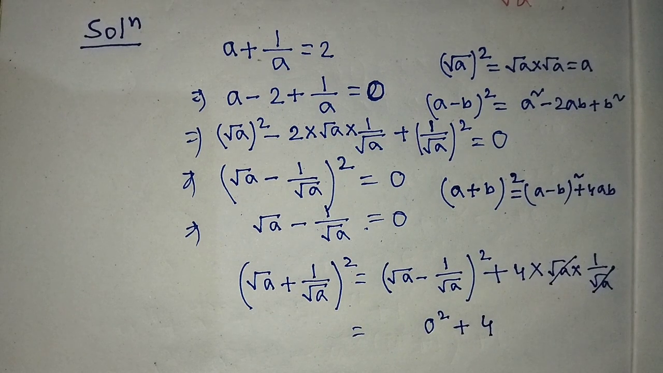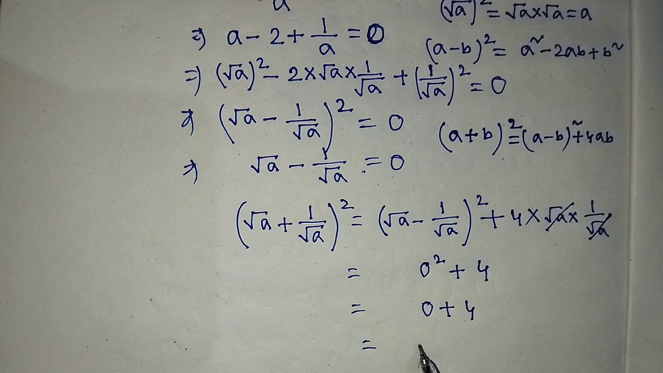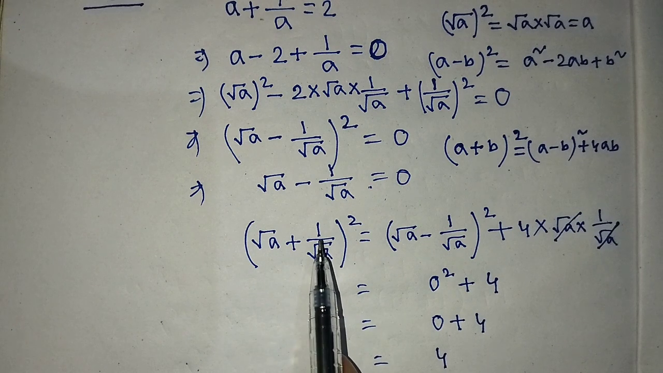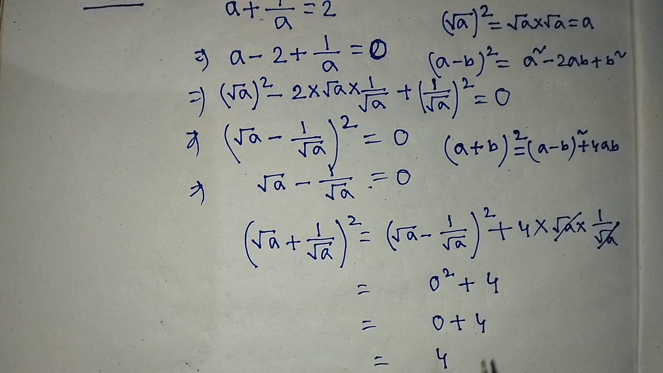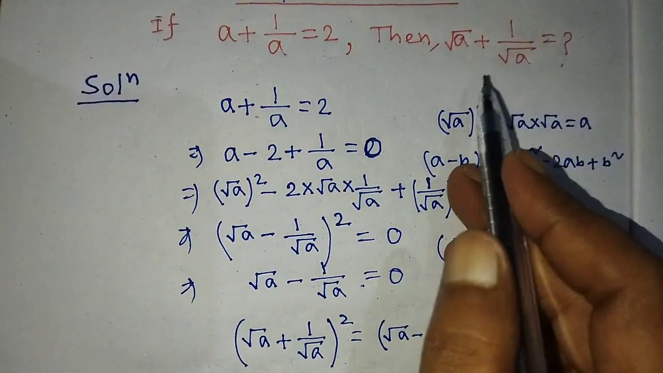Okay student, so 0 square, that means 0. Okay, 0 plus 4 we have to write here. 0 plus 4 will be 4. Okay student, so the value of root a plus 1 over root a whole square is equal to 4. Okay, but we have to find the value of this algebraic expression.